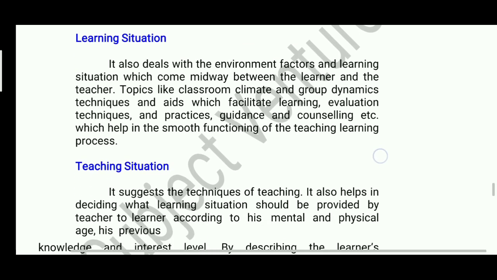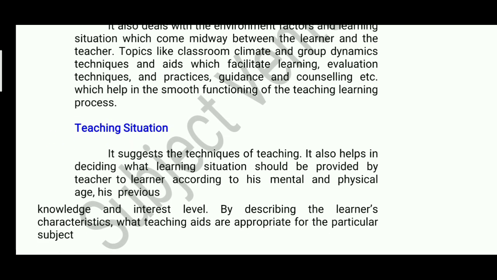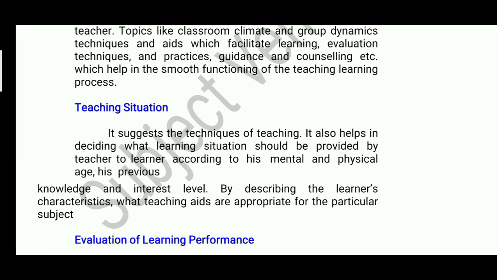Teaching situation, it suggests the techniques of the teaching. It tells us how teaching method should be accepted. It also helps in deciding the learning situation, what should be provided by teacher to the learner according to his mental and physical ease. His previous knowledge, interest level must be considered by describing the learner characteristics, what teaching aids are appropriate in a particular subject. Means हम पीछे की चीज़ों को स्टडी करके आगे की चीज़ों को फोरकास्ट कर सकते हैं. We can add new branches to the knowledge.